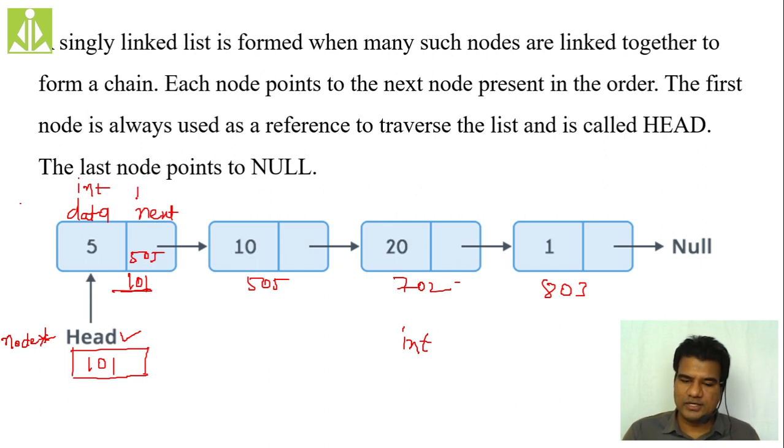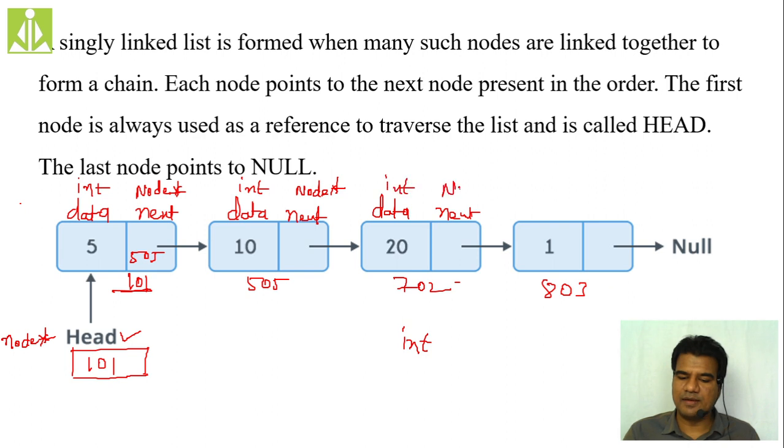So how do we declare a node pointer? Simply node followed by star. So this next should be node star. Here this part is data, and this is next. This data should be of type integer, and this next should be of node star. Here also the same thing. This is data and this is next. Data must be of type integer. Next must be of type node star. Here the same thing: data of type integer, next of type node star.